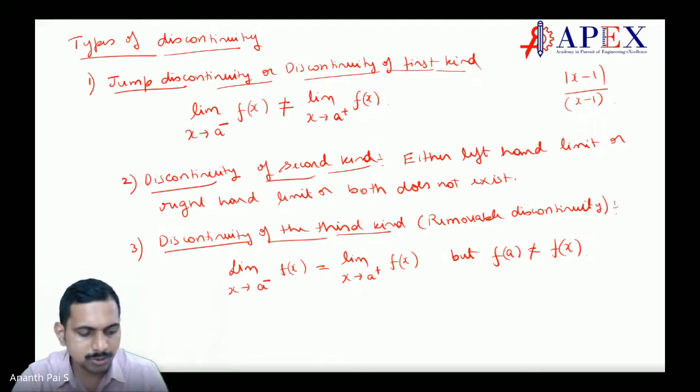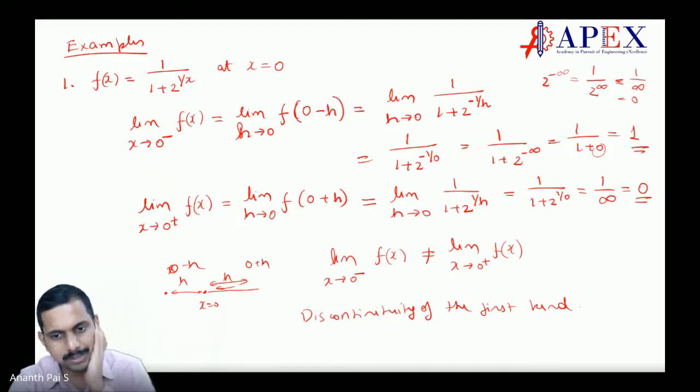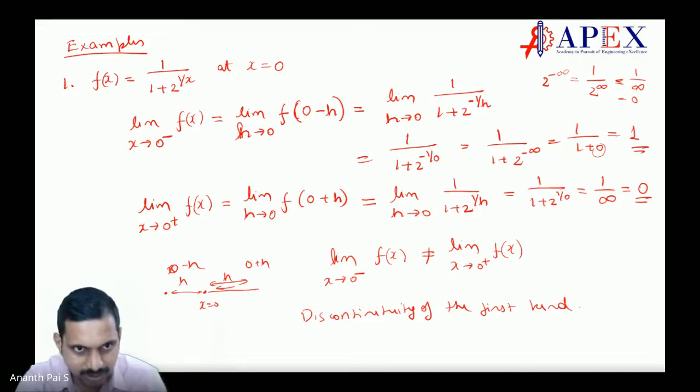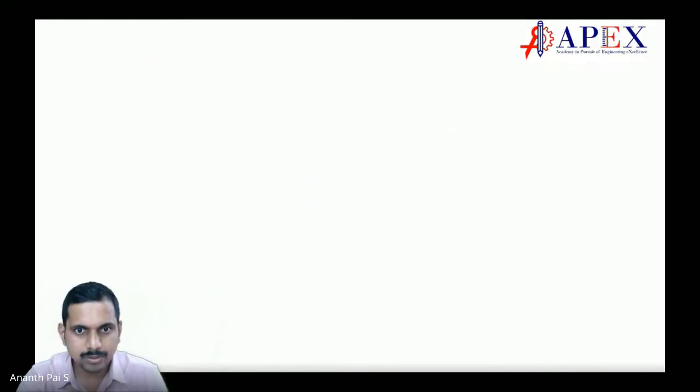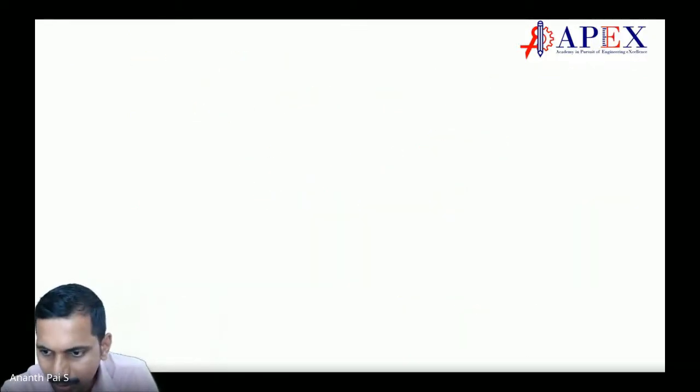So let us see one by one such kind of things. We have seen one example where we have seen discontinuity of the first kind. So you have an example here. Now let us go with the discontinuity of the second kind.